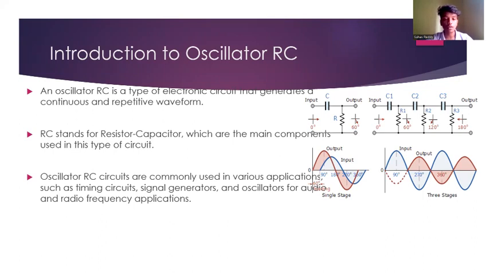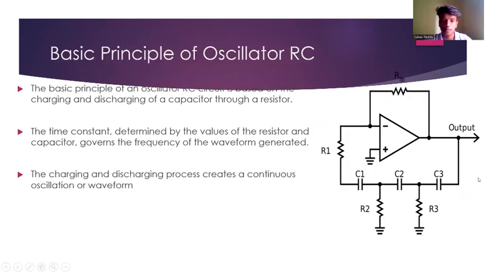Oscillator RC circuits are commonly used in various applications such as timing circuits, signal generators, and oscillation for audio and radio frequency applications. This is the circuit diagram for oscillator RC. This is the input, this is the output, and after the input and process, we get the waveforms of the single stage and the third stage.